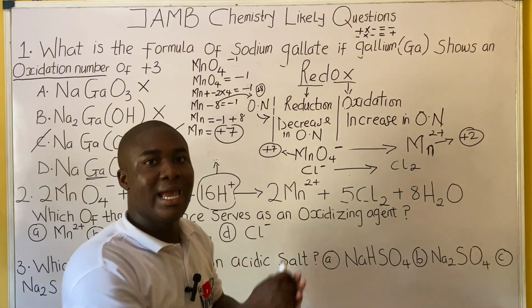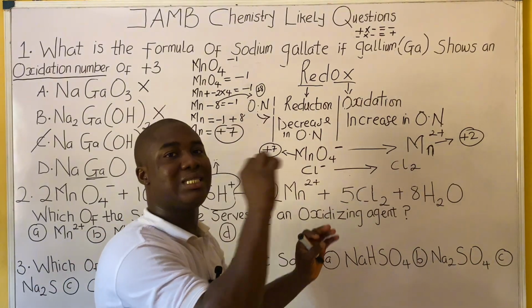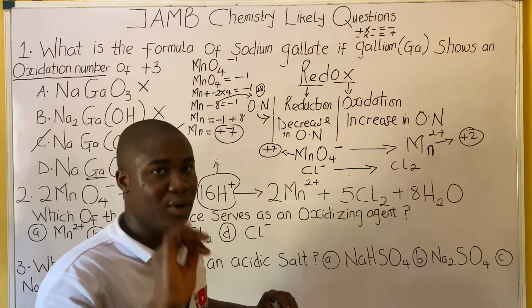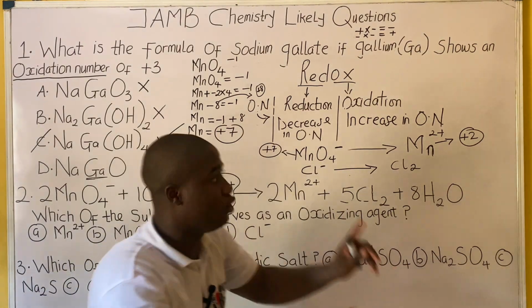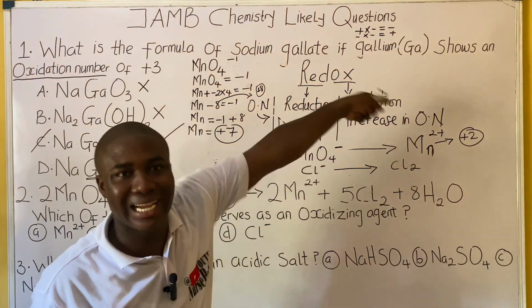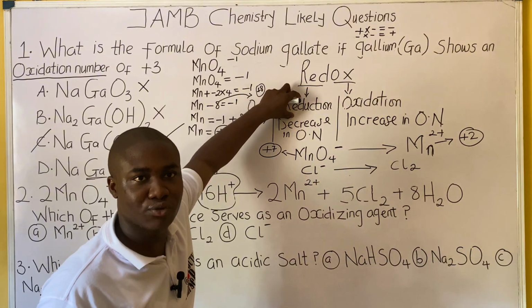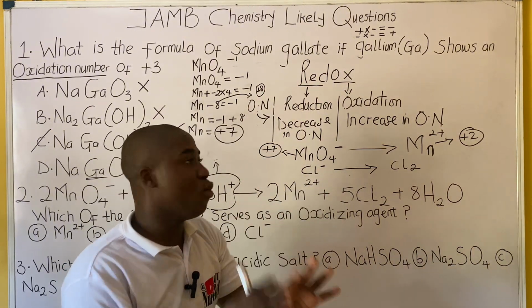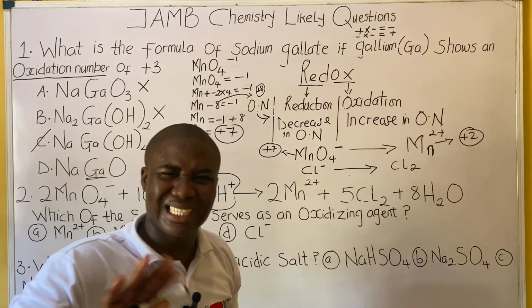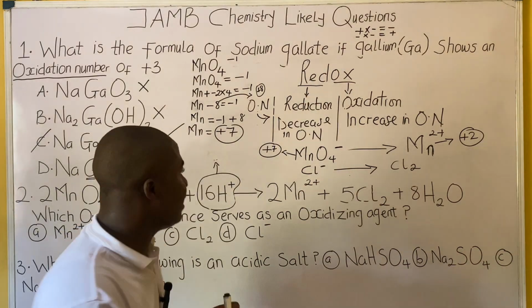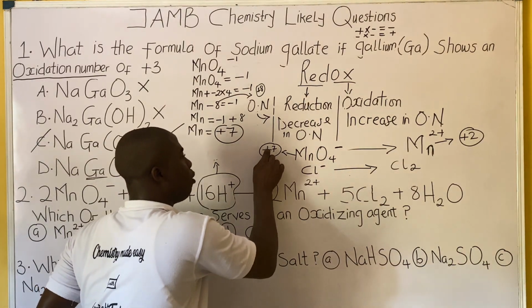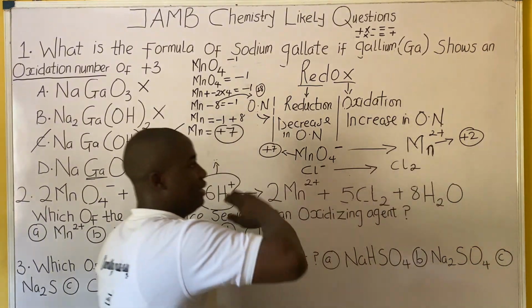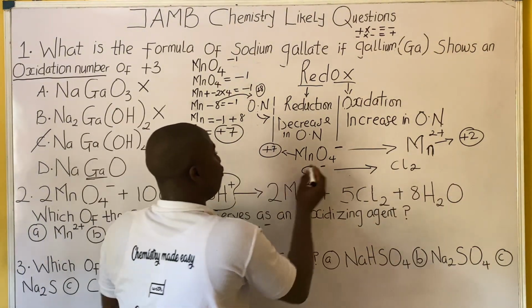What's happening there? Is that a reduction? All right, let me not use that word. Is that a decrease in oxidation number? Yes, it is a decrease in oxidation number. Automatically, it becomes reduction. But we have to check what's occurring here to know exactly that what we just said is correct. It's simple. Watch closely. So you can see here that manganese is moving from plus 7 to plus 2. That's a decrease. But let's check for chlorine.